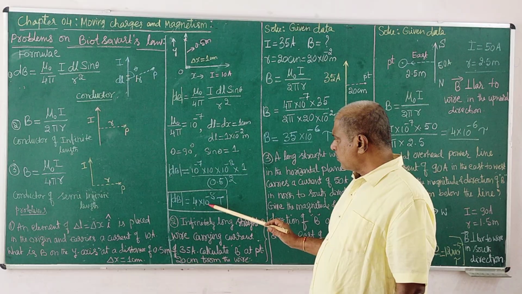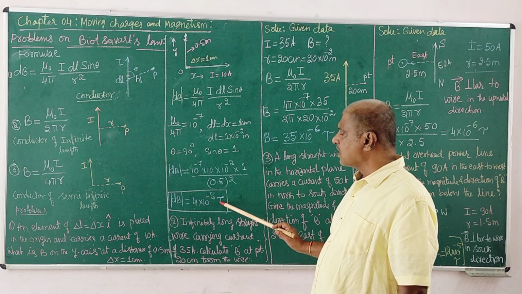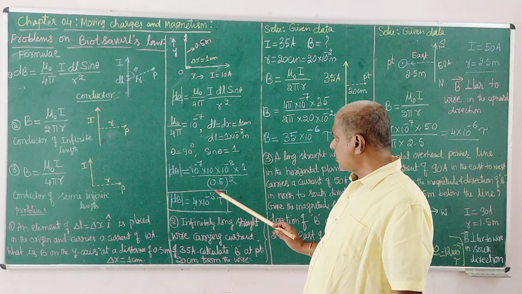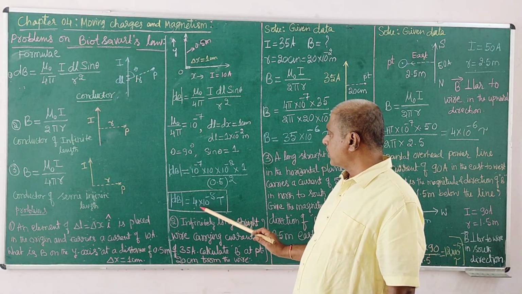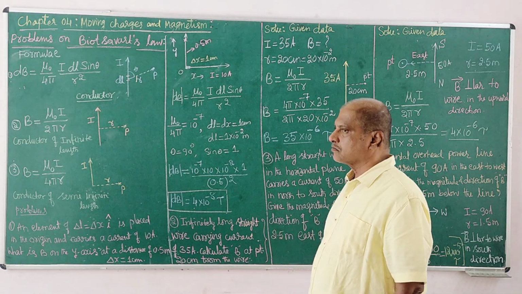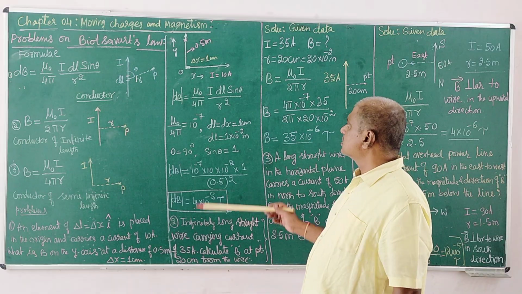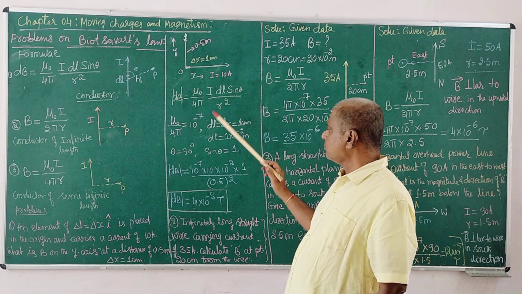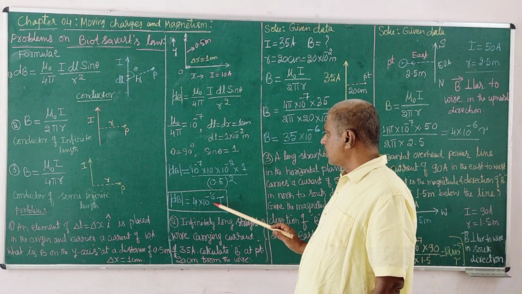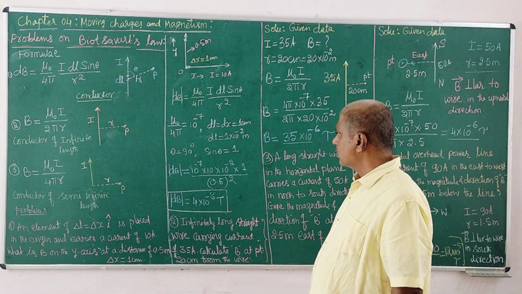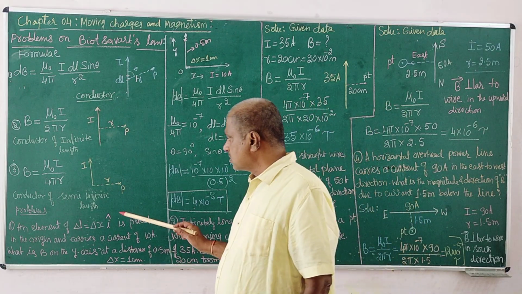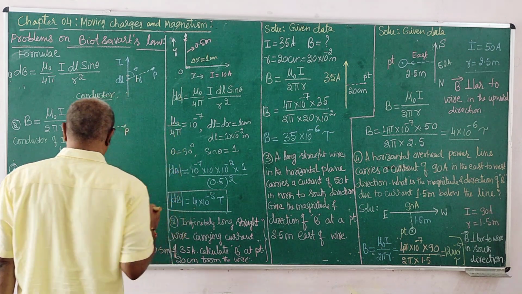4 into 10 to the power of minus 8 Tesla. Unit of magnetic field in SI, Tesla. Since dl is small, dB is small. Differential expression. This is the solution to this problem.